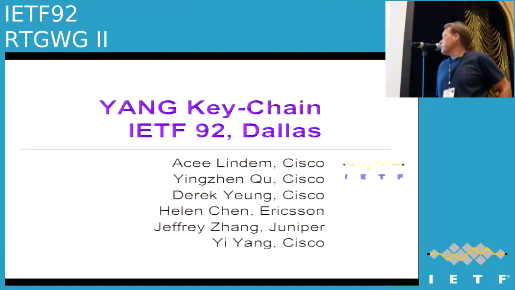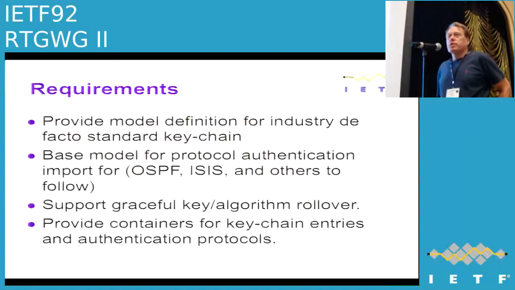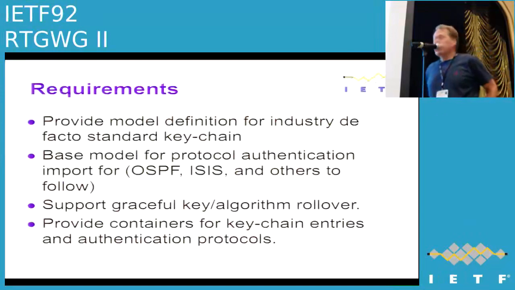So when we first started doing this, we went through a number of iterations until we ended up with this model. The requirements were, again, a reusable keychain that would allow graceful rollover of keys. We also wanted to define the containers such that people could reuse them in different ways, because, for instance, in routing, a lot of vendors' implementations allow immediate specification of a key right in the protocol; you don't have a separate key chain.